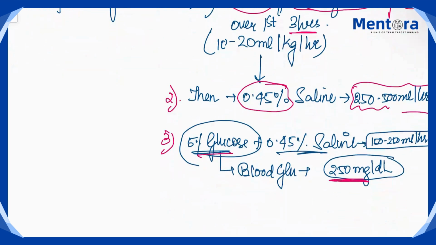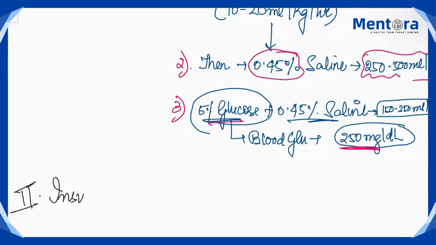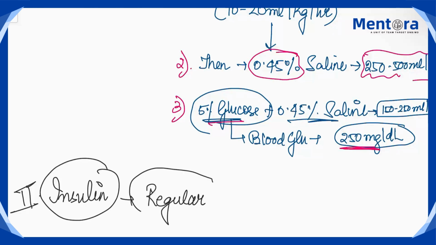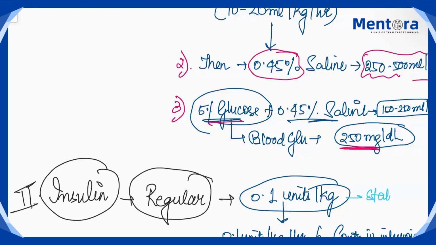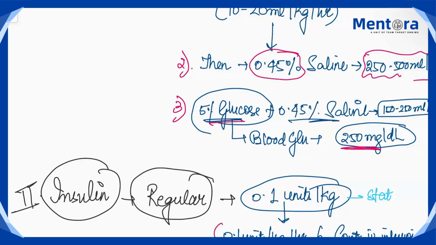Second comes your insulin. What we use is short acting regular insulin. How to give? You will start giving insulin at a rate of 0.1 unit per kg stat, followed by 0.1 unit per kg per hour by continuous IV infusion. So first 0.1 unit per kg you give stat, and after that you start 0.1 unit per kg per hour IV infusion.